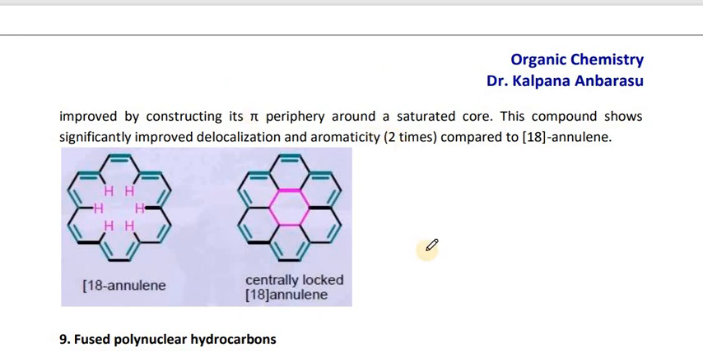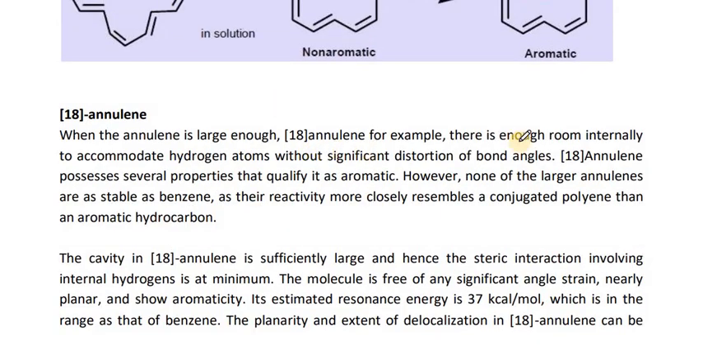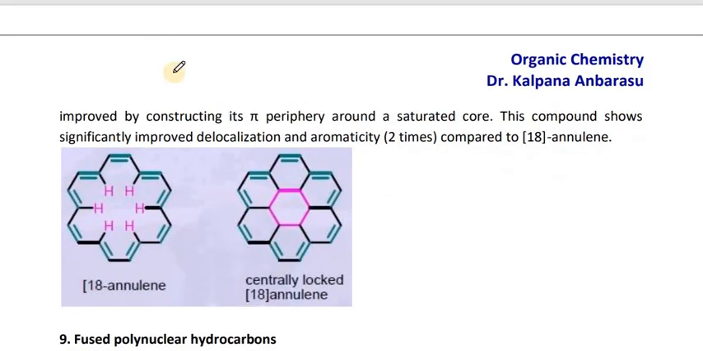18 annulene is completely aromatic, 100% aromatic, because there is enough room internally to accommodate all the hydrogen atoms without significant distortion of bond angles. And the cavity within the 18 annulene is sufficiently large, and hence the steric interaction involving the inner hydrogens is minimum. Hence the inner hydrogens do not show an NMR chemical shift value around 6 to 8, and the outer hydrogens show the NMR chemical shift value around 6 to 8. And 18 annulene is completely aromatic. We can even remove all the hydrogens and bridge the carbon atoms to get complete aromaticity.